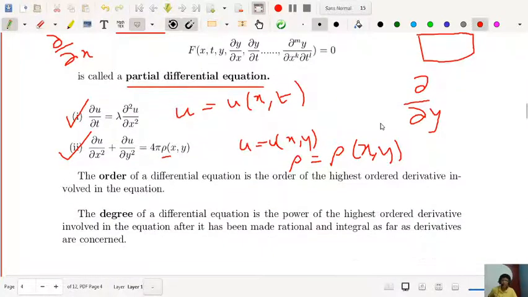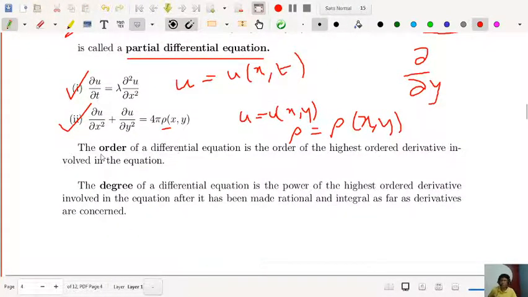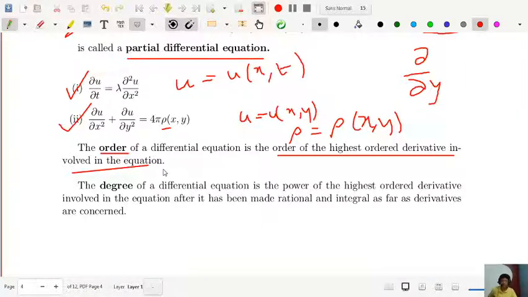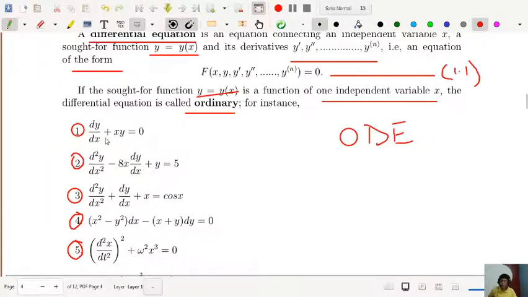Okay. Next, we'll define a most important part of a differential equation, that is the order of the differential equation. So what is the order of the differential equation? The order of a differential equation is the order of the highest order derivative involved in the equation. Okay, so let's go to the examples.